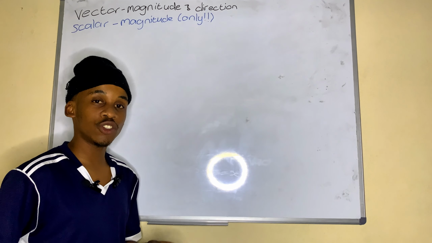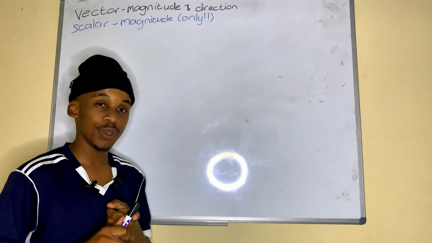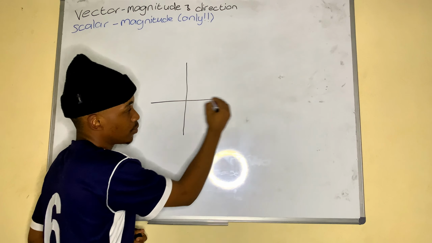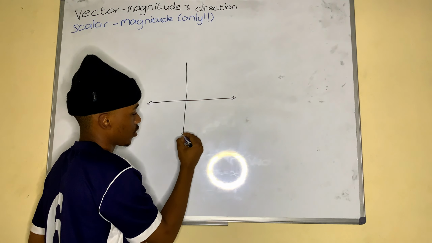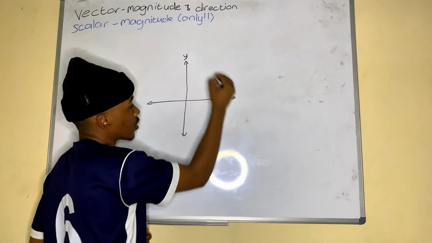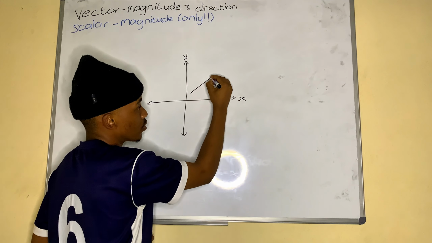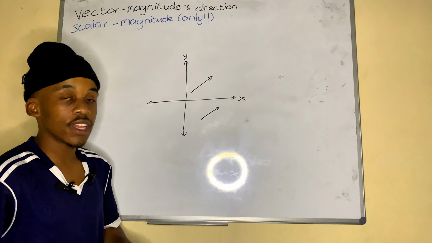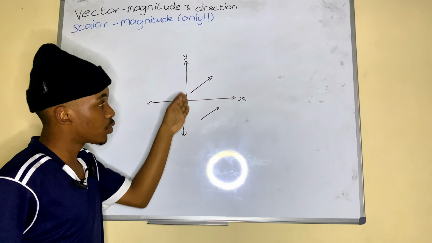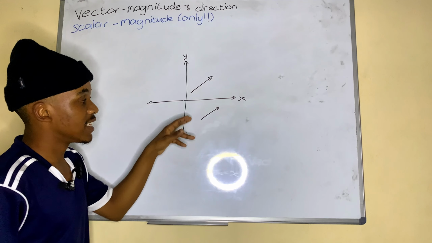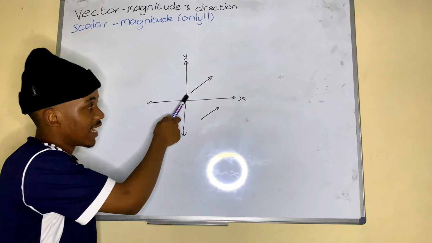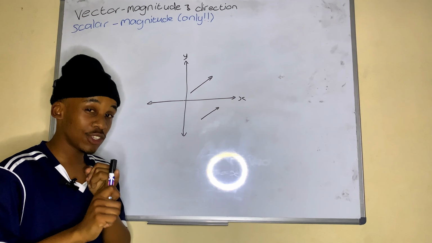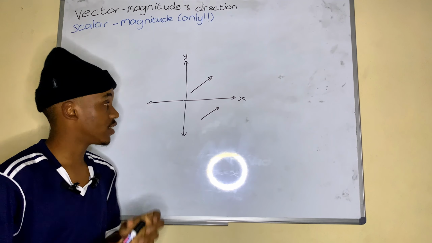Two vectors are said to be equal if both their magnitude and their direction is the same. So if we've got a Cartesian plane over here, and we've got a vector and another vector over here, let's assume that these two vectors are equal in magnitude and the direction is the same. It is said that these two vectors are going to be equal. For vectors to be equal, their magnitude needs to be the same as well as their direction.